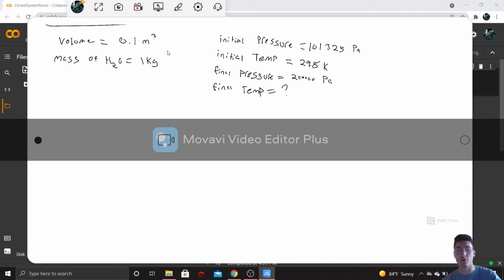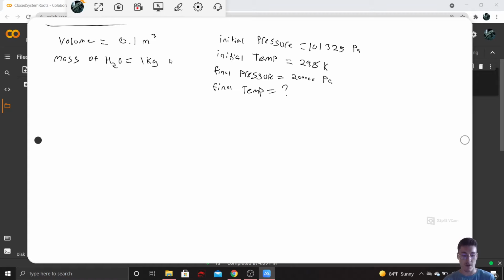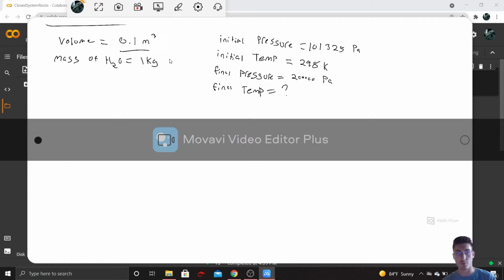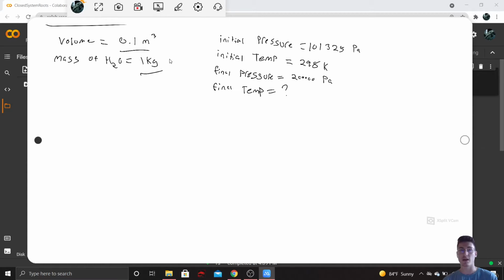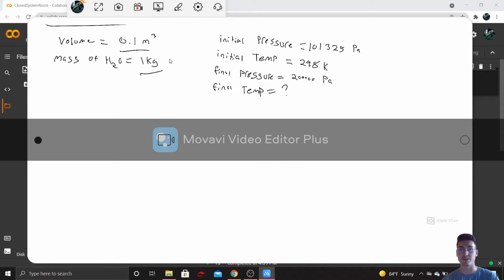So to start off, we know that we have 0.1 meters cubed for the system, and then we know that the mass of the water inside of the system is 1 kilogram. The initial pressure, like I said, is 101,325 pascals. The initial temperature is 298 Kelvin. The final pressure we want to increase all the way up to 200,000 pascals, and then we want to know what the final temperature will be.